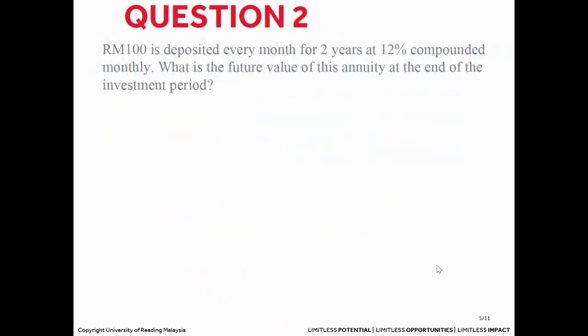RM100 is deposited every month for 2 years at 12% compounded monthly. What is the future value of this annuity at the end of the investment period? You see the word annuity, and you also see that RM100 is deposited every month. So this is an annuity formula that you need to use. Let's identify the value for each of the variables.